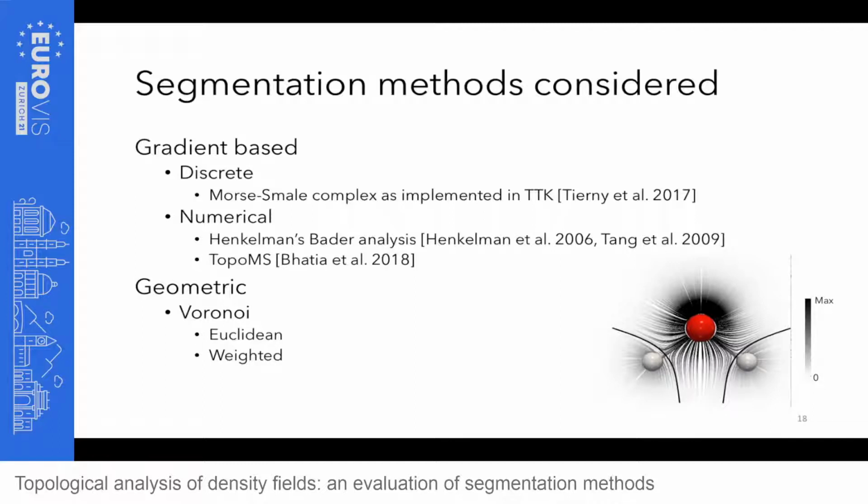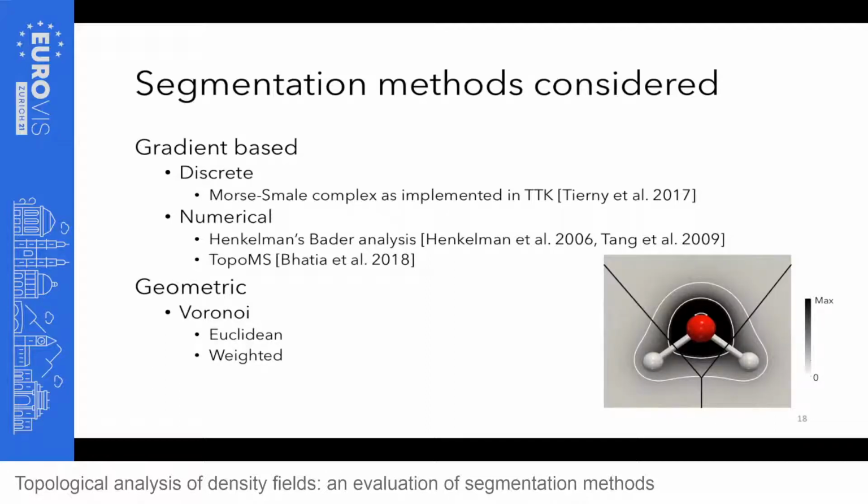We also compare against geometric approaches. For this, we use Voronoi-based approaches, both Euclidean and weighted Voronoi approaches. The key idea in this approach is to divide the region based on the proximity to the atom centers directly, without taking into account the charge density.